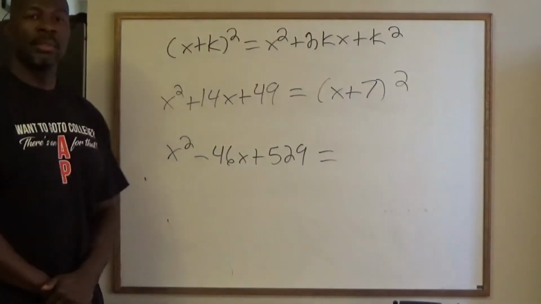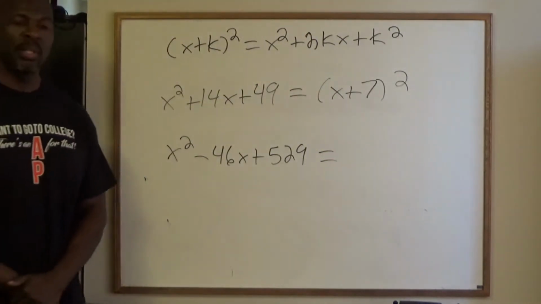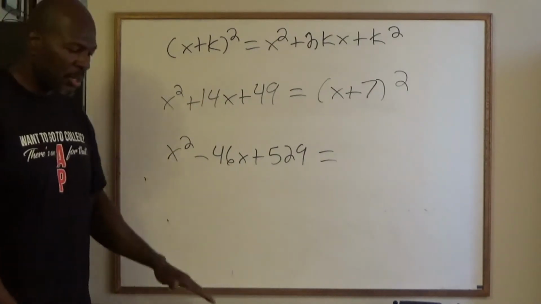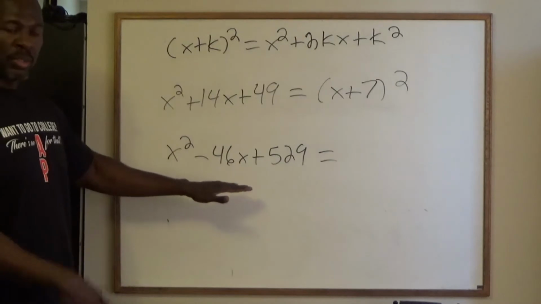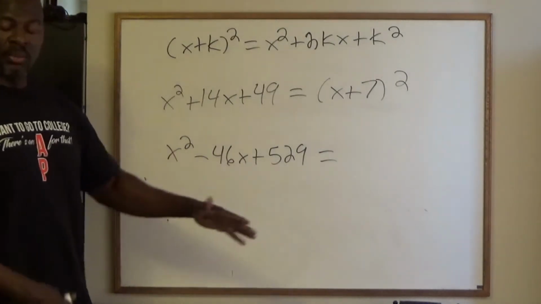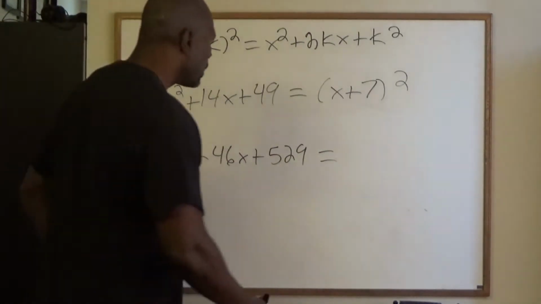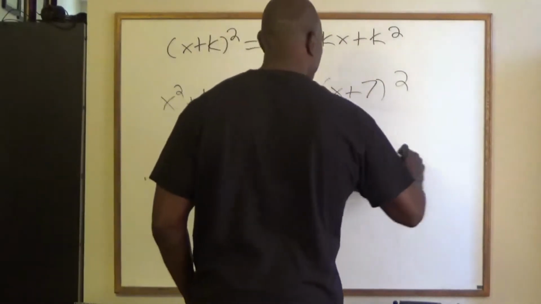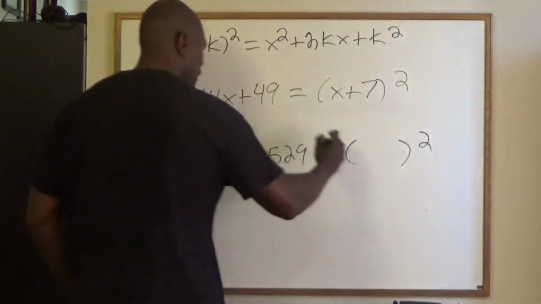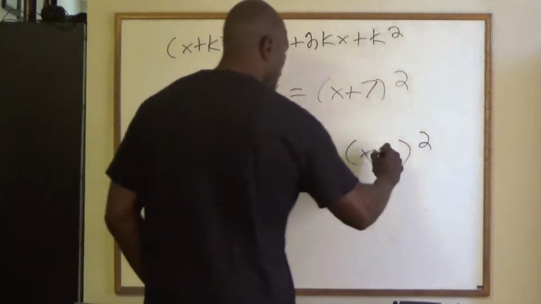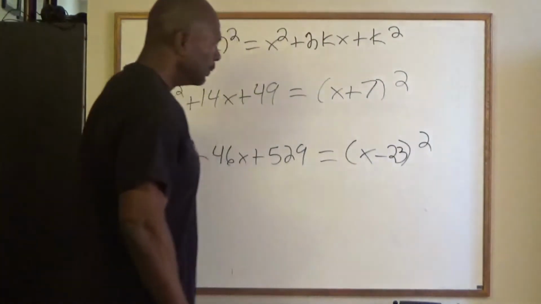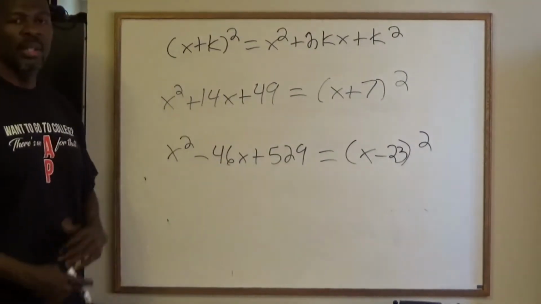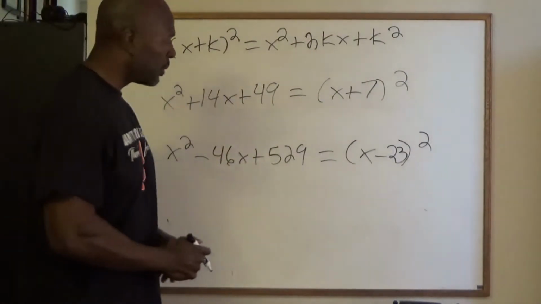Again, this is also a quadratic trinomial perfect square. How do I know? If I take half of the coefficient of x, half of 46 is 23, and square it, 23 squared is 529. So it's a quadratic trinomial perfect square. And if I want to factor it, x squared goes to x minus, and I take half of 46, 23. That's how we factor quadratic trinomial perfect squares.